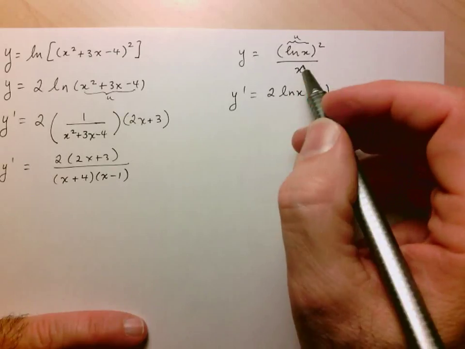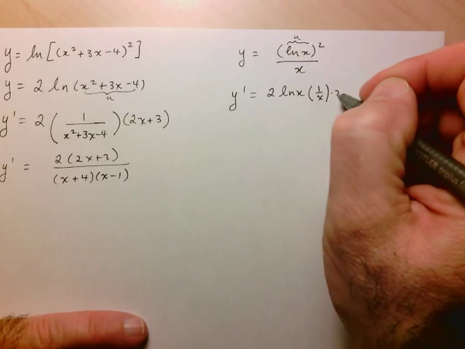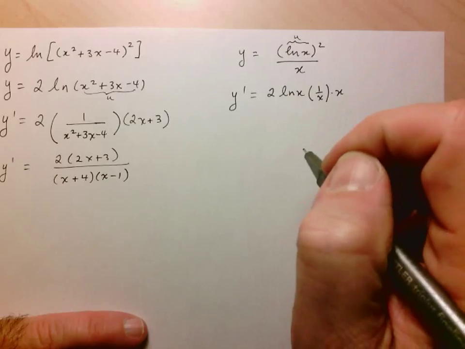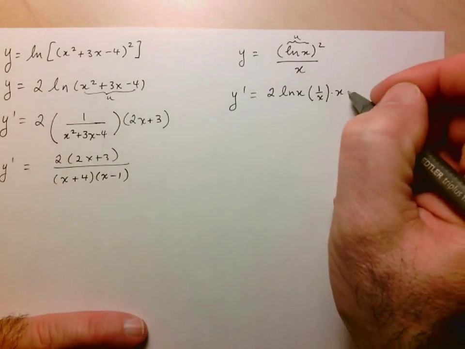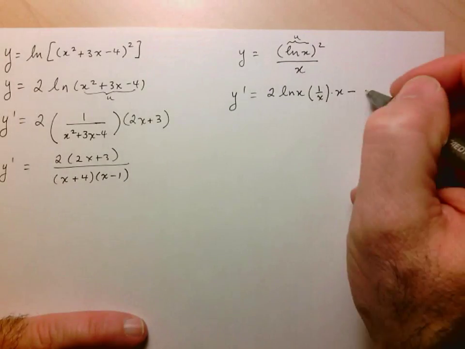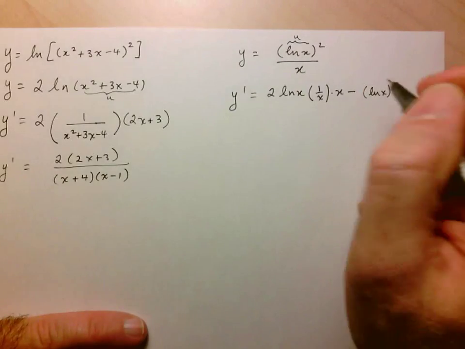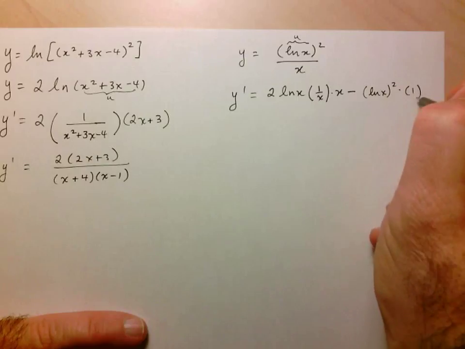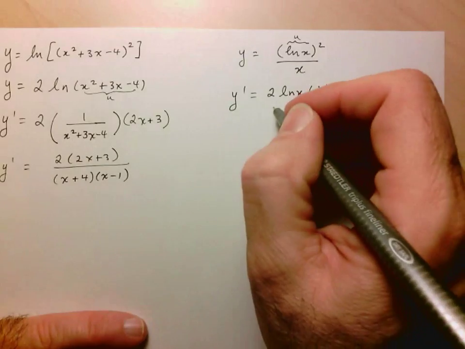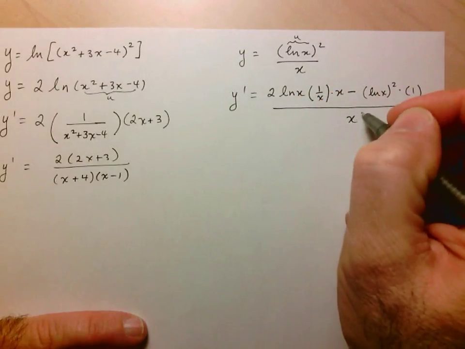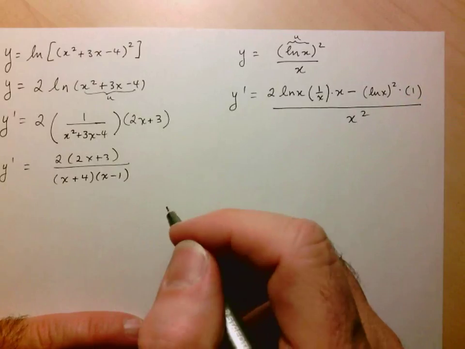Now I have to multiply that by the denominator function, times x. So actually it looks like it'll be quite nice. Then minus the numerator function, which is ln x squared, multiplied by the derivative of the denominator, which is just 1. And all that over the denominator squared, x squared.